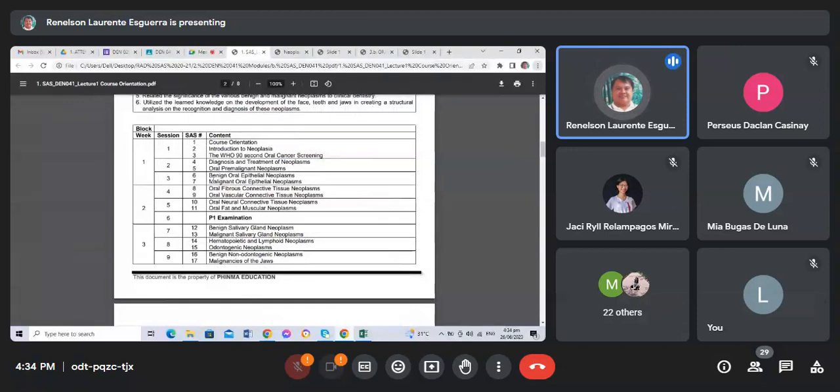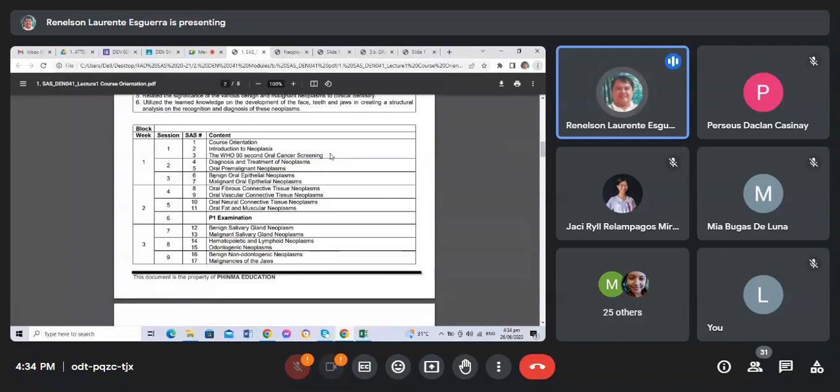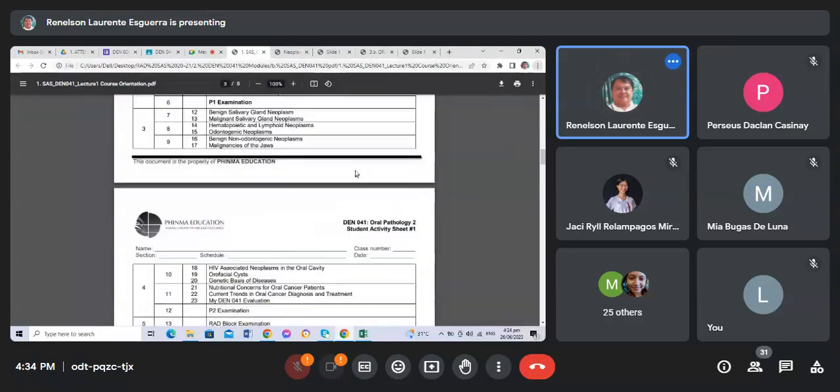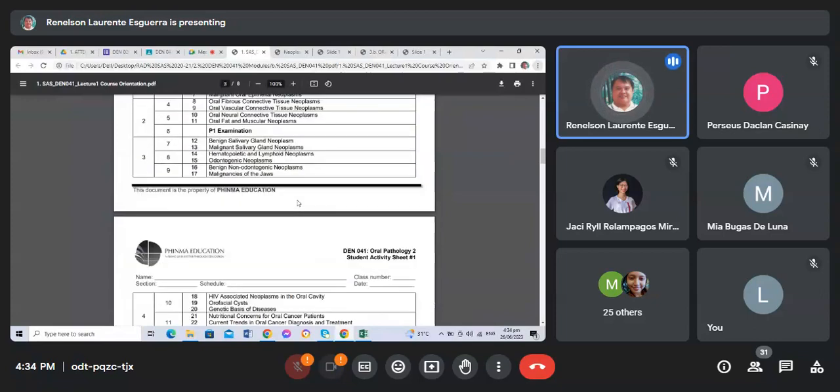In the course content, you might notice that oral pathology 2 is basically more concentrated on oncology, or this is in relation to neoplasia. Neoplasia being not only malignant, but also benign entities found in the oral cavity. So you have there the content for P1 as well as for P2.